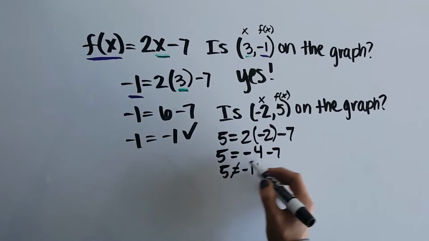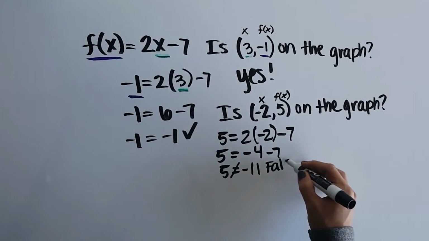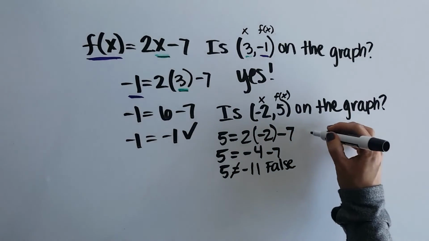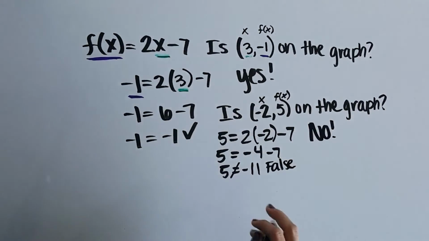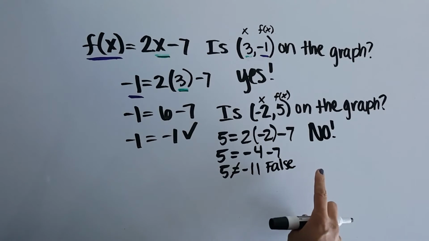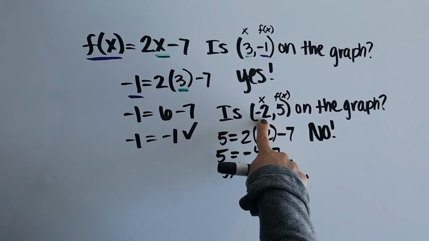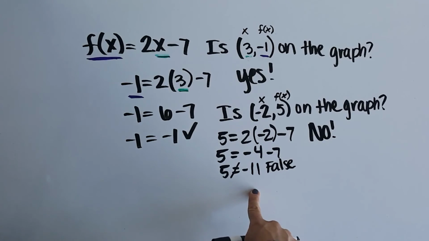Because this is not true, it is false, that means that (-2, 5) is not a point on the graph. Because if it was, I should have gotten a true statement. Instead, when I put negative 2 in, I got out negative 11. So that would be the point on the graph instead.